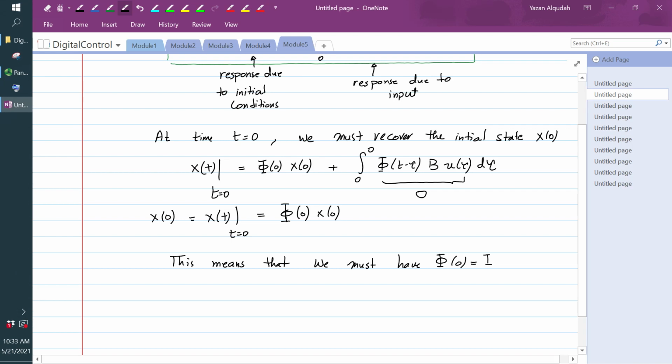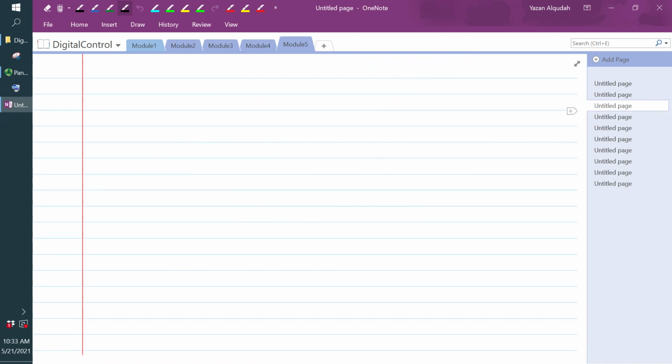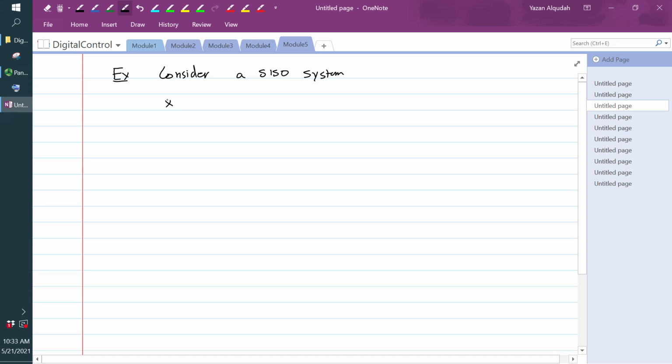So let's do an example and illustrate this calculation. Let's do another example. Let's consider a single input, single output system: x dot equal to [-1, 0; 0, -2] multiplied by x plus [1; 0] multiplied by u, and y is equal to [1, 1] multiplied by x. Notice here we have a D matrix, but the D matrix is equal to 0.